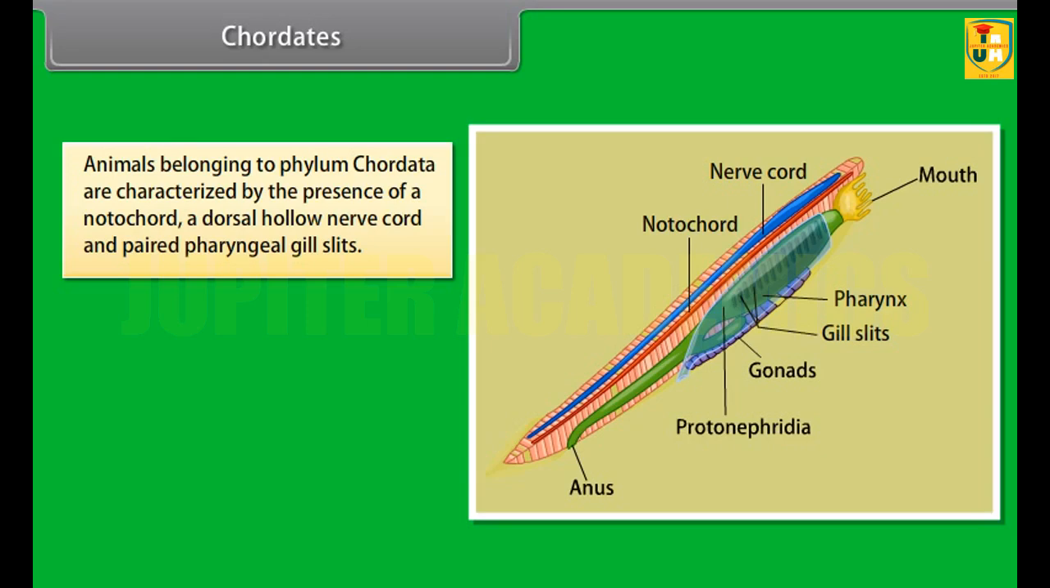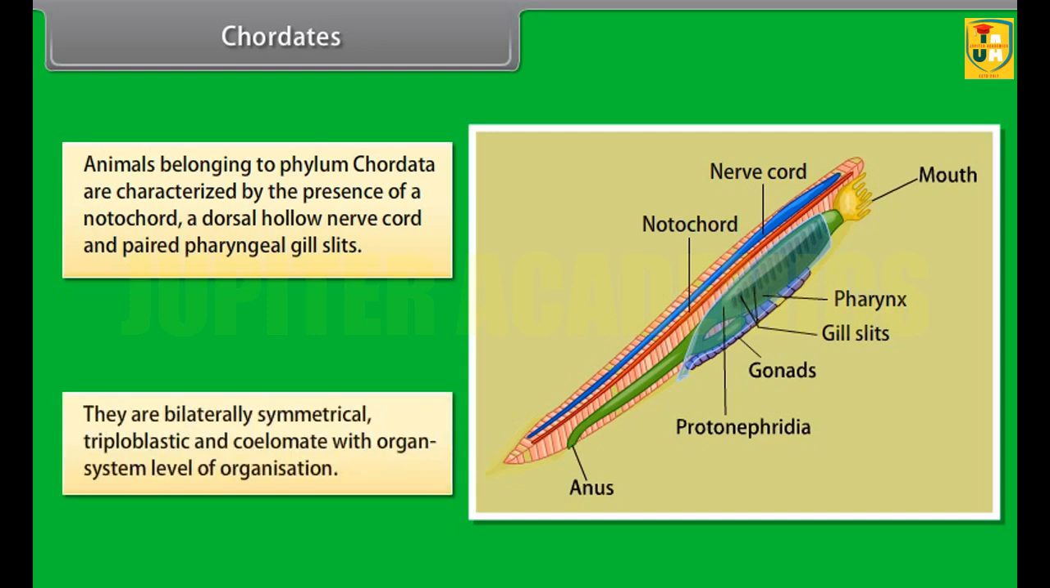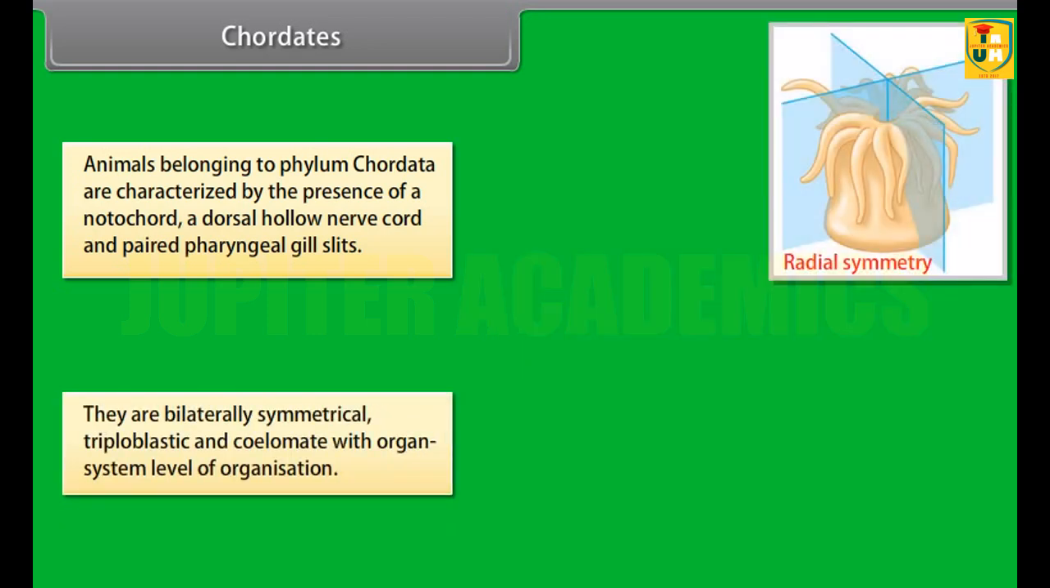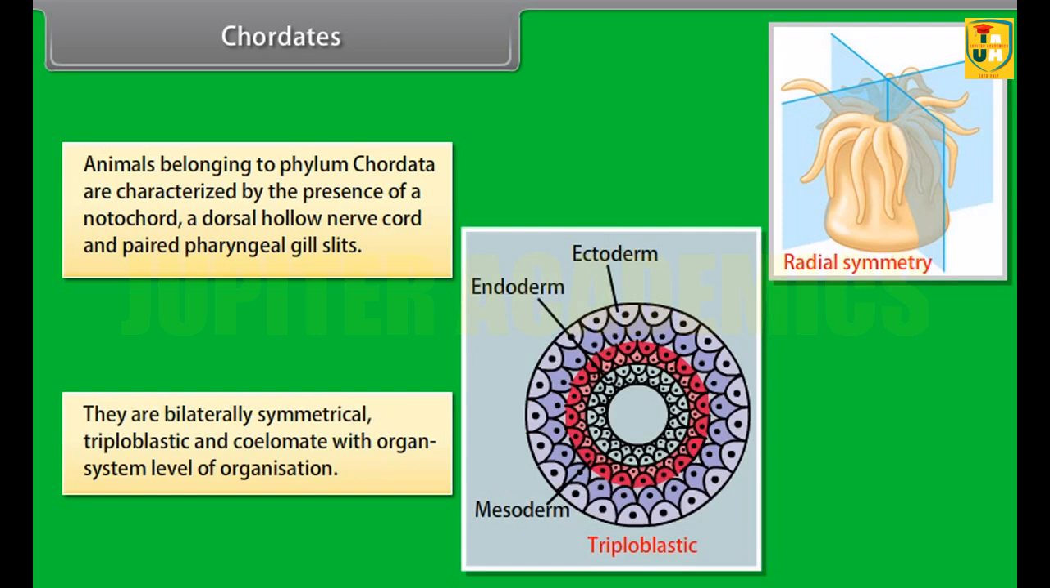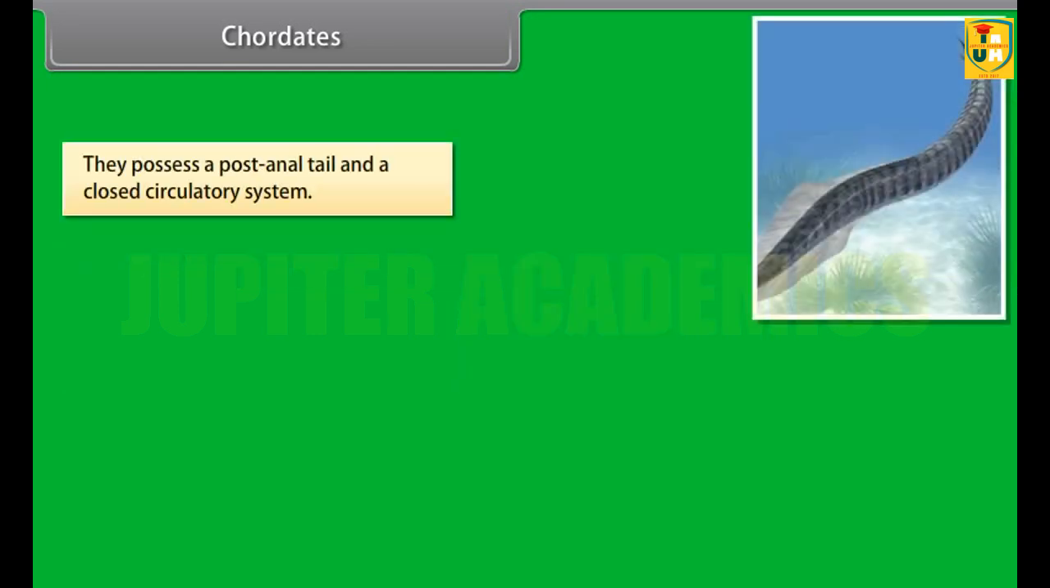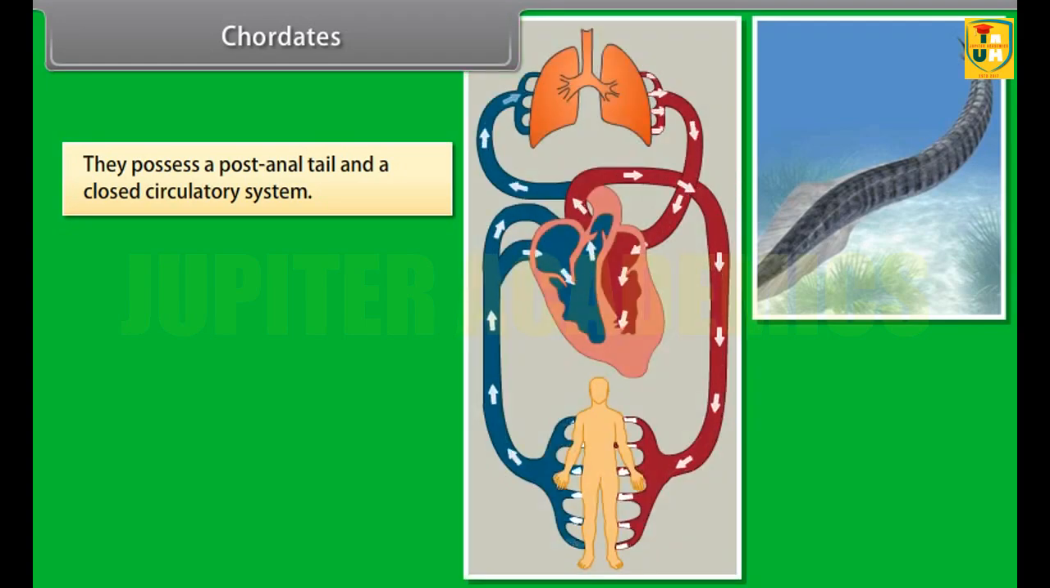Chordates. Animals belonging to phylum Chordata are characterized by the presence of notochord, a dorsal hollow nerve cord, and paired pharyngeal gill slits. They are bilaterally symmetrical, triploblastic and coelomate with organ system level of organization. They possess a post-anal tail and a closed circulatory system.